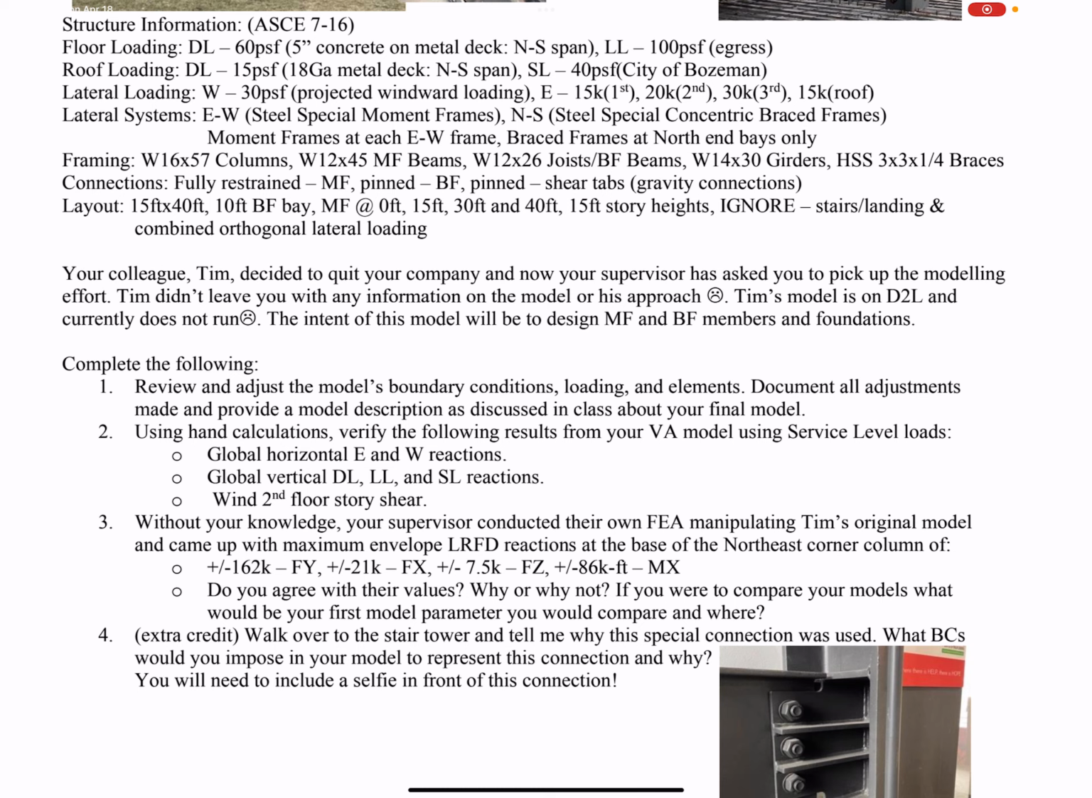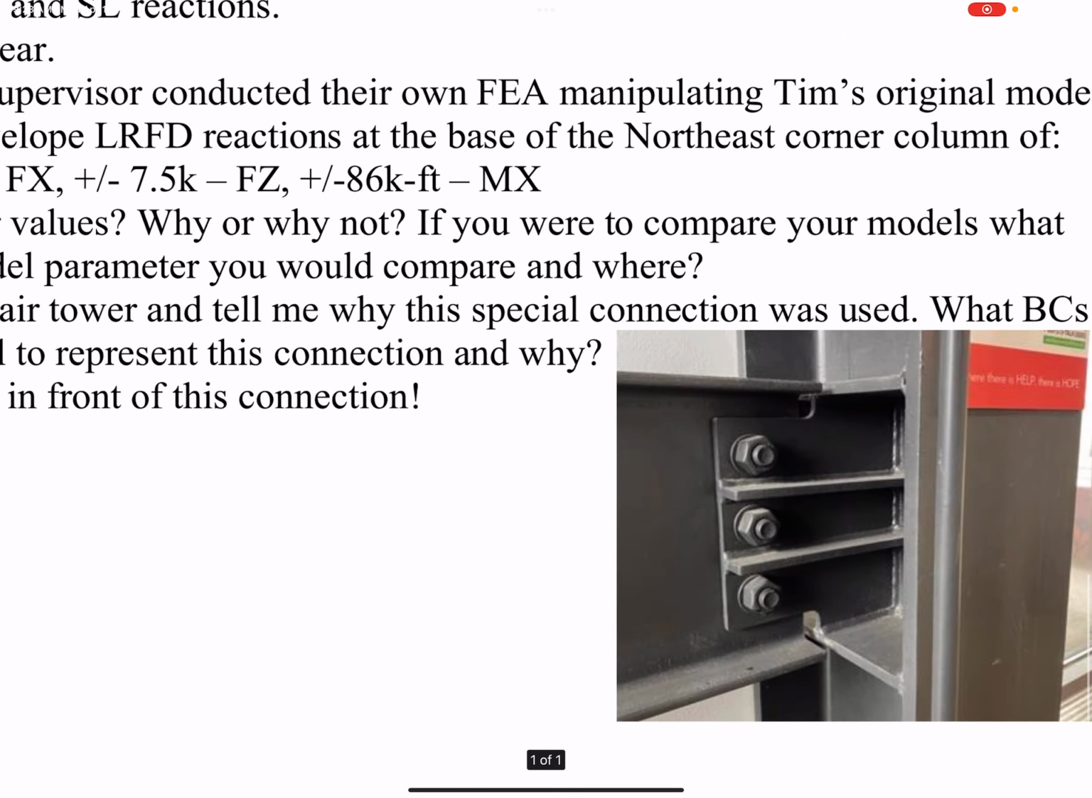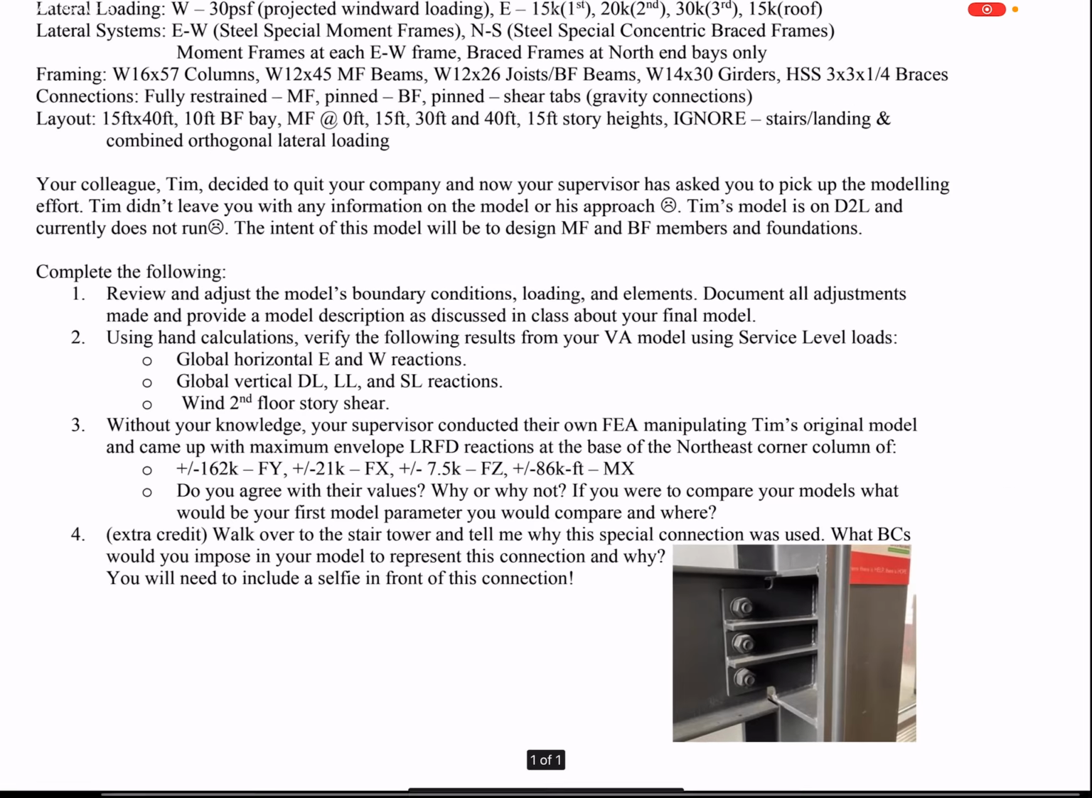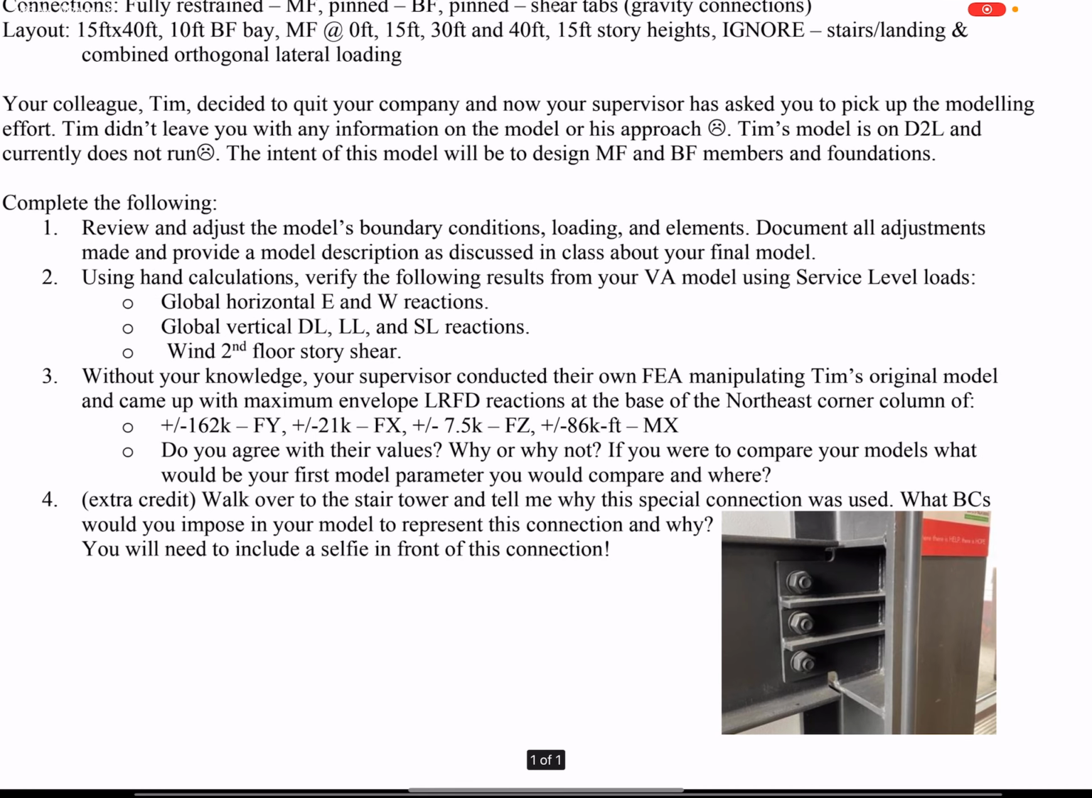Right? Extra credit. Walk over to the stair tower and tell me why this special connection was used. There's a connection in there. It's used pretty prevalently throughout the stair tower, okay? I want you to tell me why this special connection was used. What boundary conditions would you impose in your model to represent this connection and why? And you will need to include a selfie in front of this connection, okay, for extra credit.